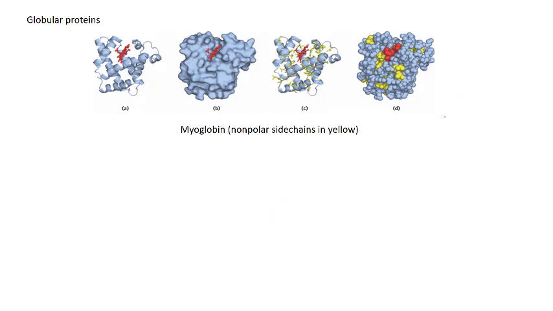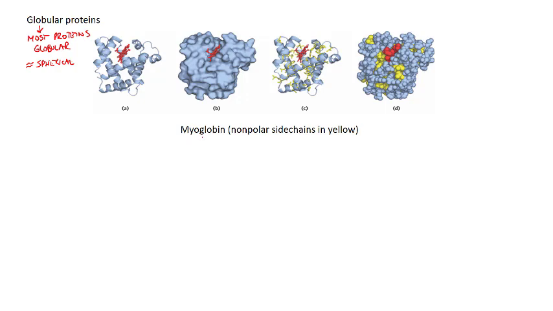So globular proteins, this is what most proteins are. Fibrous proteins aren't that common. Globular proteins are spherical, if you don't look at them too carefully. Sometimes they can be a little bit elongated. But the terms are self-explanatory. Fibrous proteins are fibrous and globular proteins are globular.